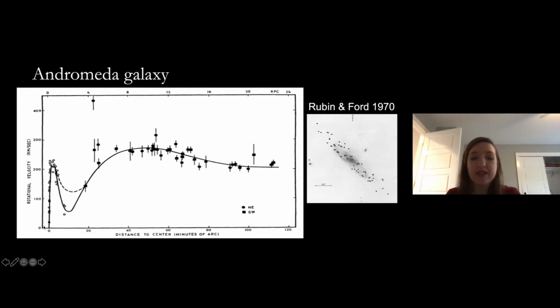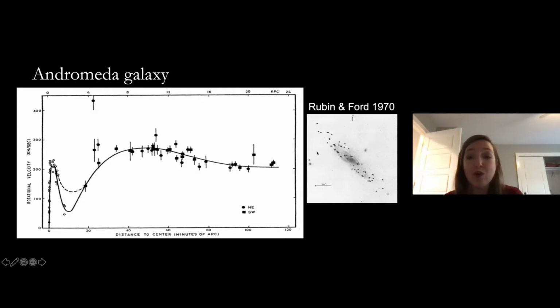Zooming out, the horizontal axis is a representation of distance from the center of the galaxy as projected onto the sky. And on the vertical axis, we have how fast these regions are moving with respect to the center of the Andromeda galaxy. That's what each of these points is. And then they have fit these curves with the black and dashed lines.